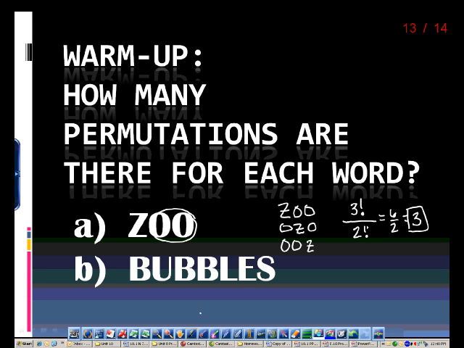So let's see how that's a little bit different in bubbles. What would go on top in bubbles? 7 factorial. And what would I need to divide out? Good. How do we get 3 factorial? There's 3 letters that are exactly the same. So I would divide by 3 factorial. And what do I get when I do that? 840.